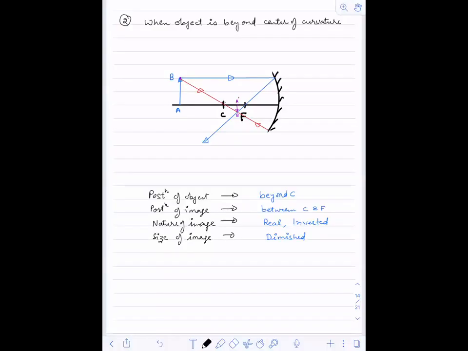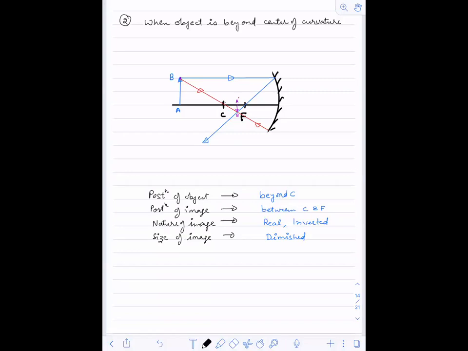We had seen the ray diagram for that. Also, we had seen about the position of the object, position of the image, nature of the image, as well as the size of the image. So I think everybody is clear with this.